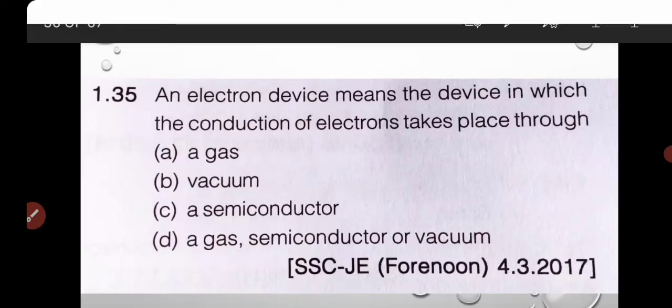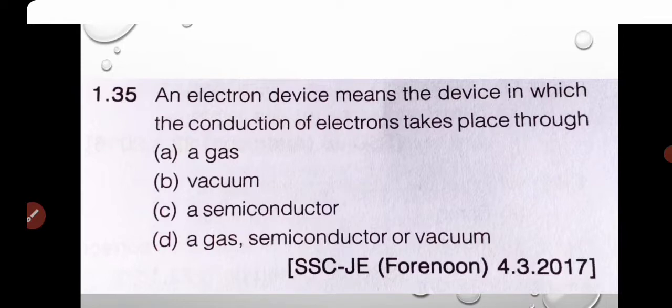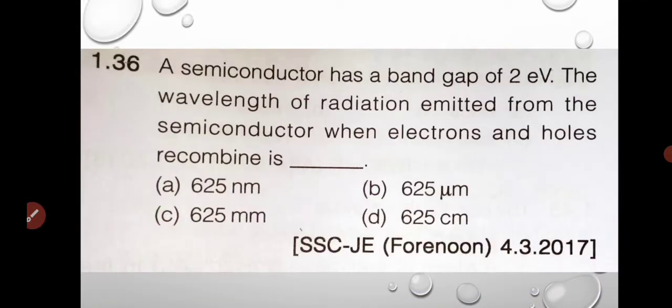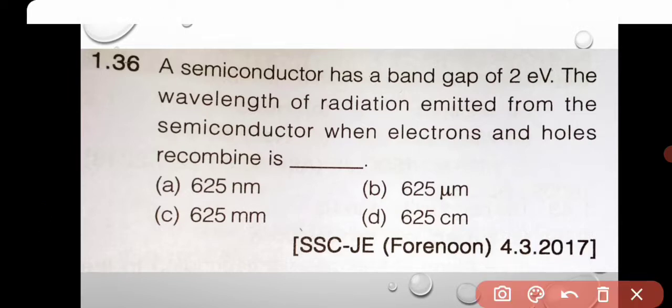In the previous video, we discussed the objective questions of Paper 1 of SSCG till question number 35. Now in this video lecture, we will continue with the next question, that is question number 36. This question is: a semiconductor has a band gap of 2 electron volt. The wavelength of radiation emitted from the semiconductor when electrons and holes recombine is.